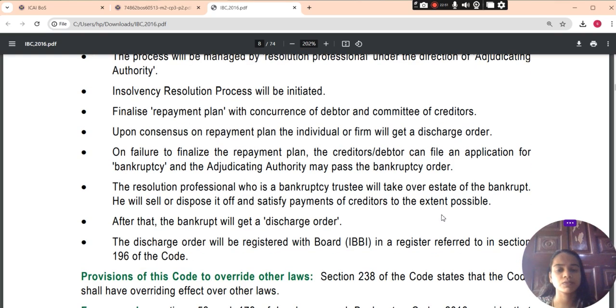The insolvency resolution process will be initiated. Finalize the repayment plan with the concurrence of the debtor and the committee of creditors. Upon consensus on the repayment plan, the individual or the firm will get a discharge order.